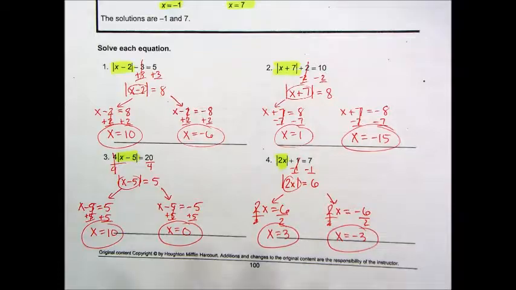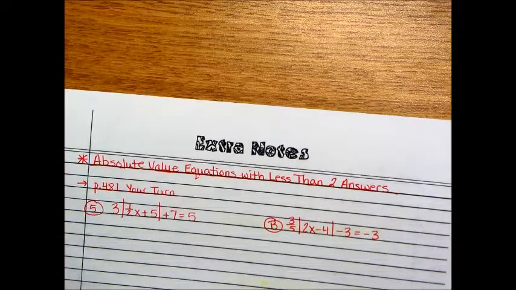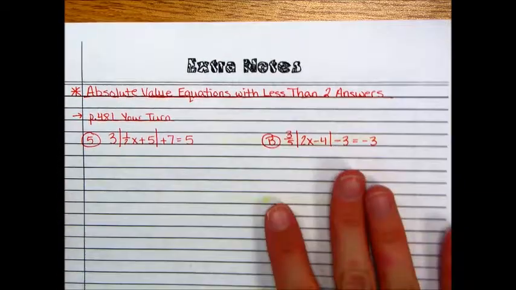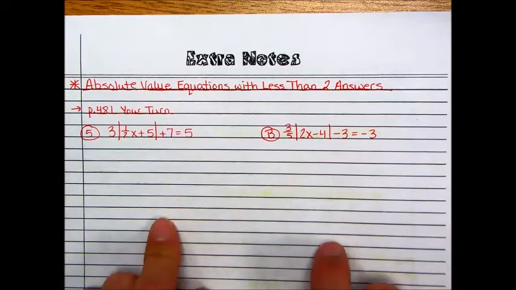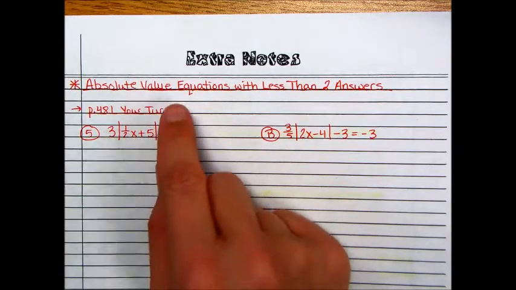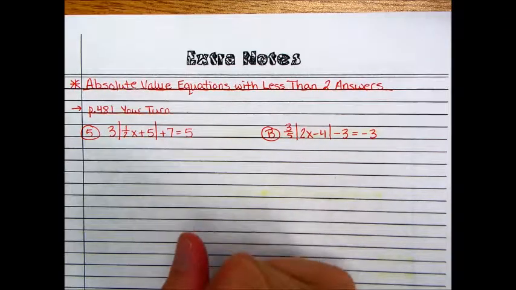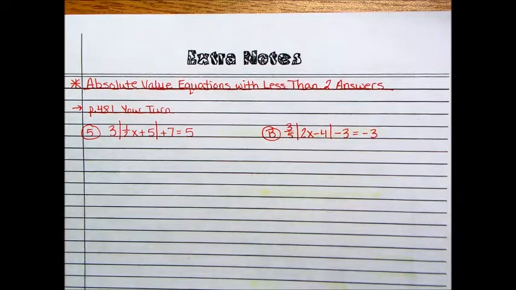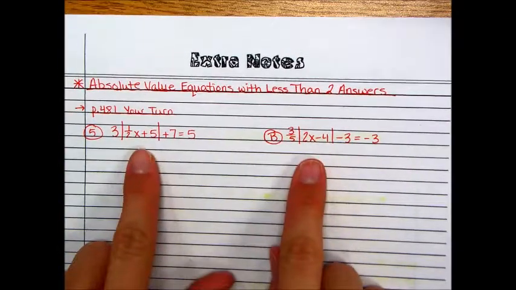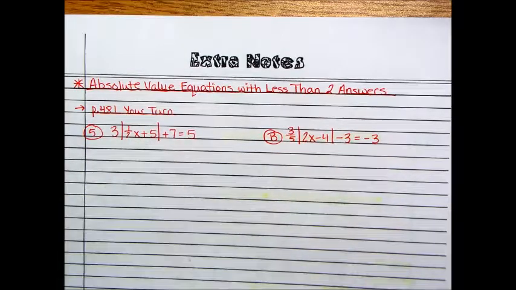All right, things that we need to do on the back side. Feel free to pause and let everybody get this down if you want. We need to do absolute value equations with less than 2 answers, because there are always those special exceptions that could come up where your absolute value equation does not have 2 answers. So these are the 2 examples that we're going to do. Let everybody get them down.